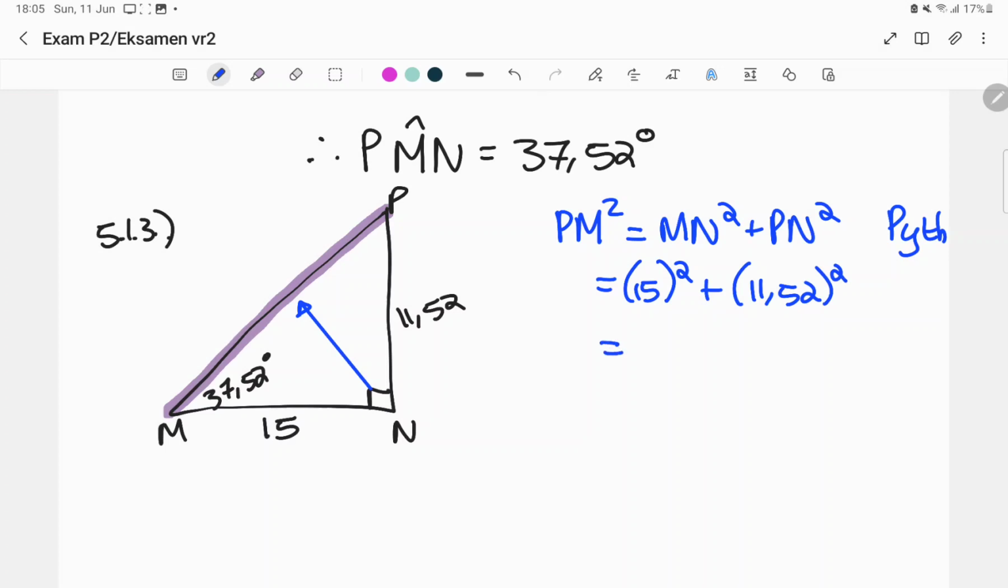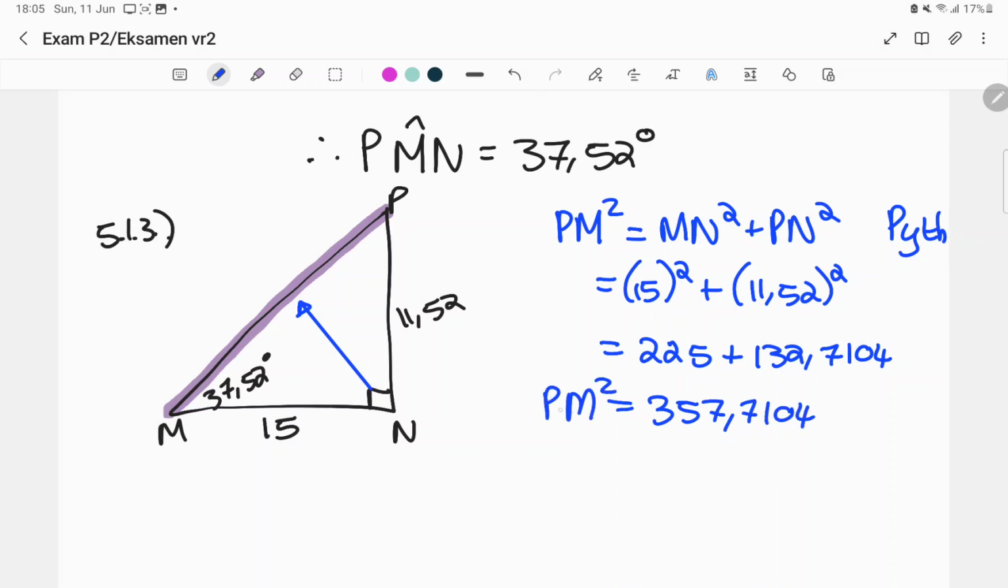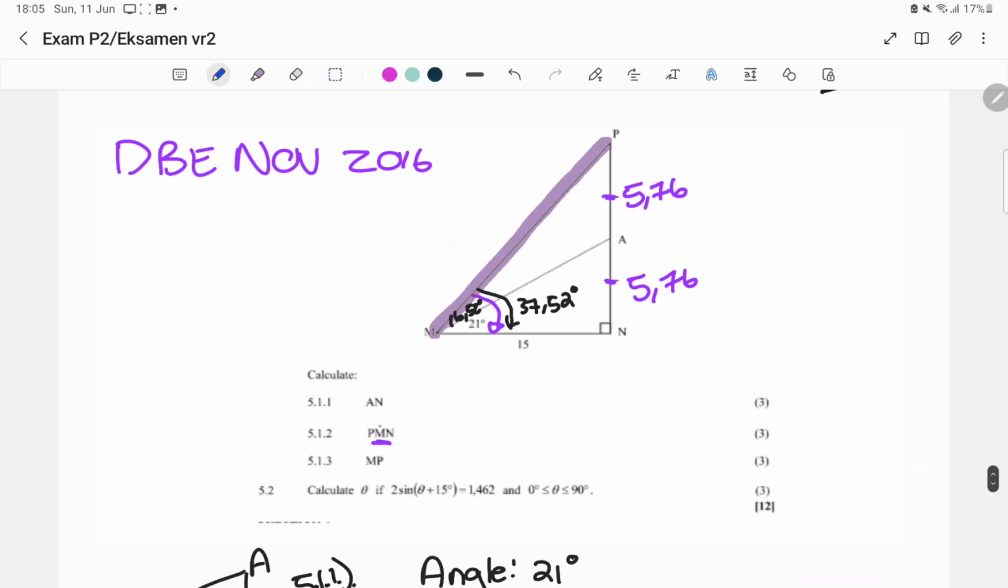And if we work that out, I will get 225 plus 132,7104. So adding that to 225, I get 357,7104. And to get PM alone, I have to get the square root on both sides. I'm going to vierkantswortel aan beide kante kry. So PM will be the square root of this, which will give me an answer of 18,91. Alright, and there we just solved it. A full, how many marks did this question count?